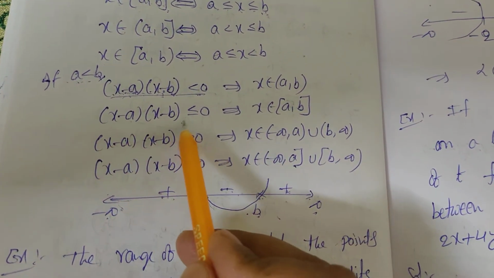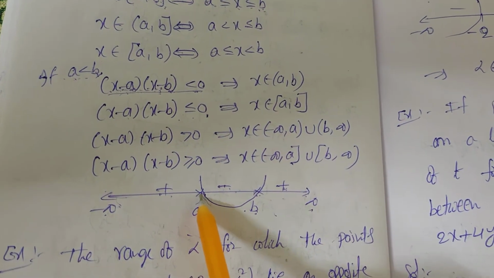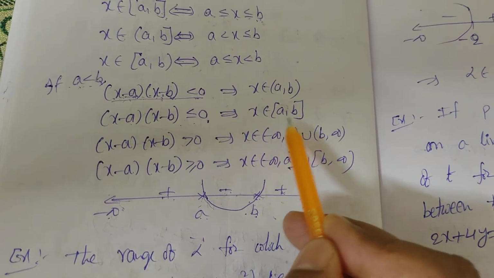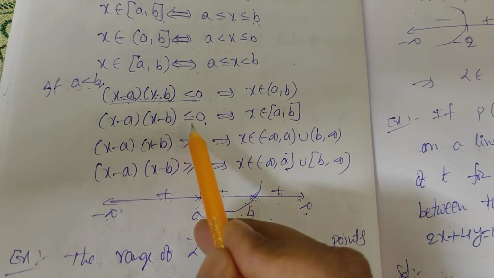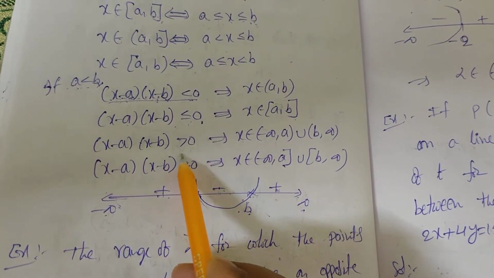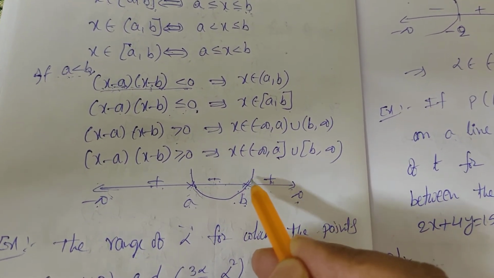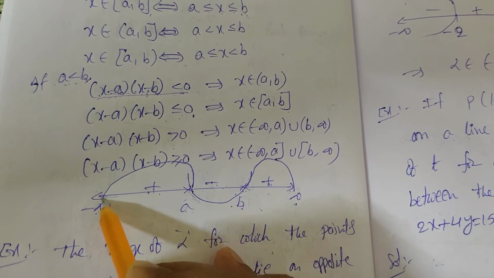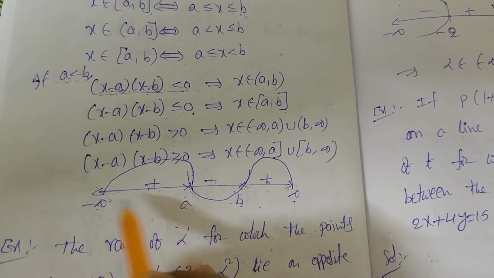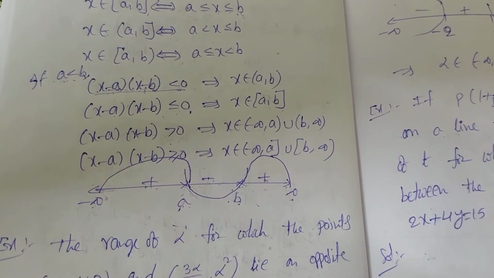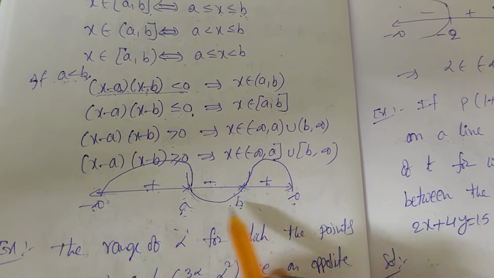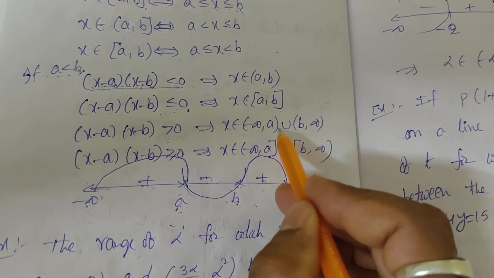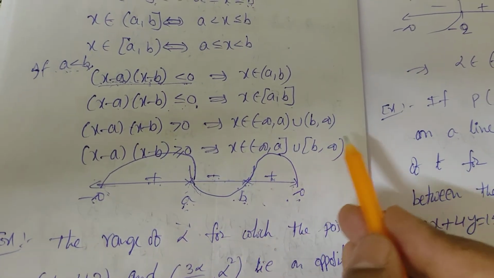And if (x - a)(x - b) ≤ 0, less than or equal to 0 means we have to consider the extremes also, but negative means we take this interval only. So x belongs to [a, b], because the extremes are also included, because the equal symbol is there. And (x - a)(x - b) > 0 means where it is positive. This is a positive way, this is positive, this is positive. That means x belongs to (-∞, a) or (b, ∞). Writing 'or' means we have to use the union symbol, this is called union. So (-∞, a) ∪ (b, ∞).